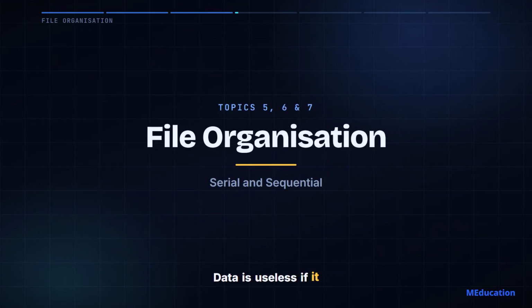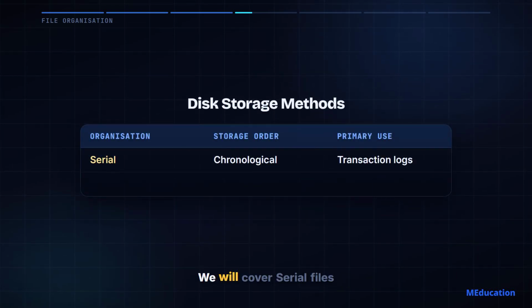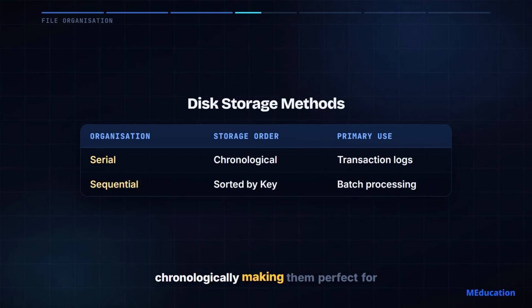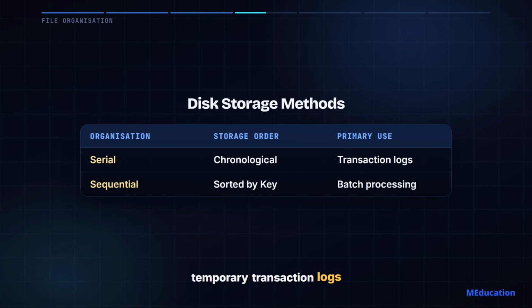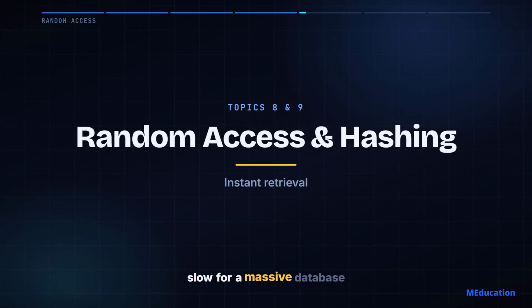Data is useless if it vanishes when the power cuts, so you must master how records are organized permanently on disk. We will cover serial files, where records are simply appended chronologically, making them perfect for temporary transaction logs. Then we step up to sequential files, where data is strictly sorted by a primary key. You will learn the exact algorithms used to update these sorted master files during heavy batch processing, like calculating a monthly payroll.